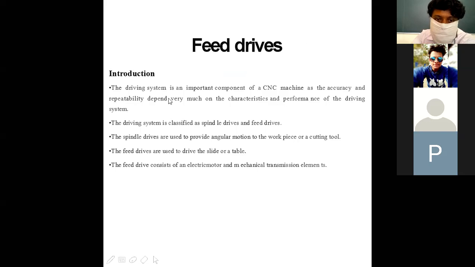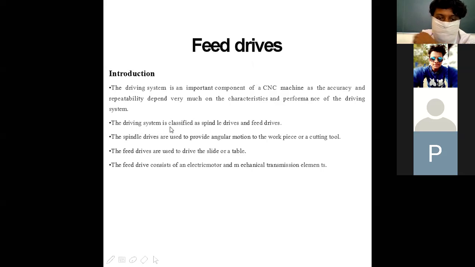The driving system is an important component of CNC machines as their accuracy and repeatability depend very much on the characteristics and performance of the driving system. Driving system, why is it important? Because of accuracy and repeatability. Two terms: accuracy of the component or part manufactured and repeatability of the process. These two things you must understand from this sentence, accuracy and repeatability. Okay, these are most important. So the driving system has importance due to these two things.